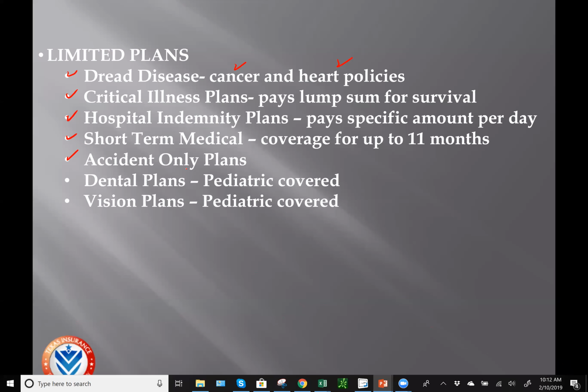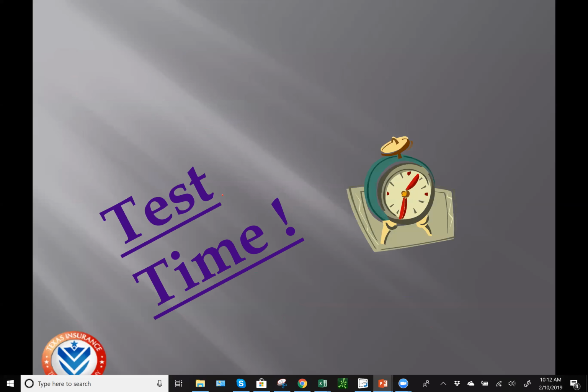Accident-only plans obviously would only cover accidents. Then you have dental, covering dental, and vision, covering vision. But you do need to know on both of these that because of the Affordable Care Act, pediatric dental must be covered under all dental plans, and pediatric vision must be covered under all vision plans. All right, that is your types of health policies. Now go to your simulator and begin practicing.